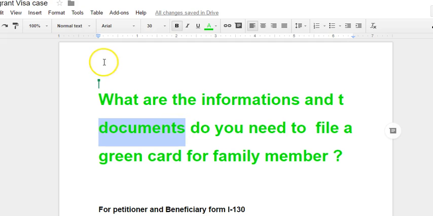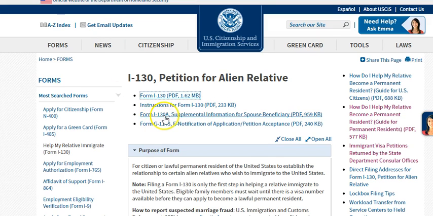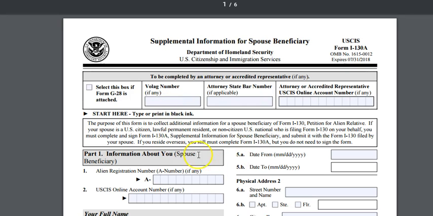There is one more thing I need to point out. There is an additional form right now, the I-130A. You submit this form only if you're applying for your wife or your husband. Let me show you this form. I repeat, the I-130A is only when you're applying for your wife or husband. This is an additional form that you will need to submit. Basically, this is information about the spouse beneficiary, not about the US citizen or the permanent resident.